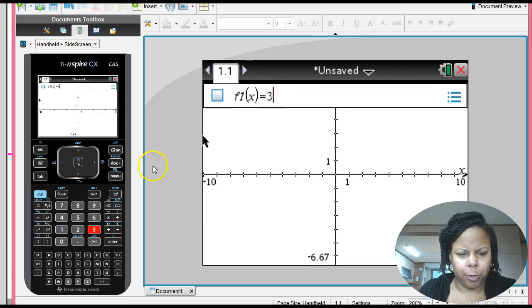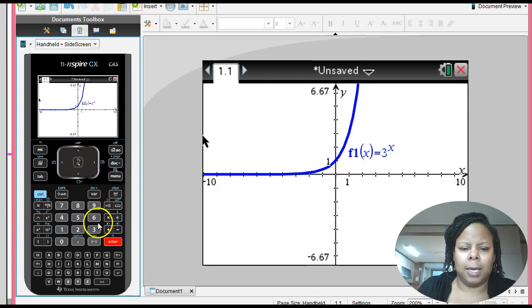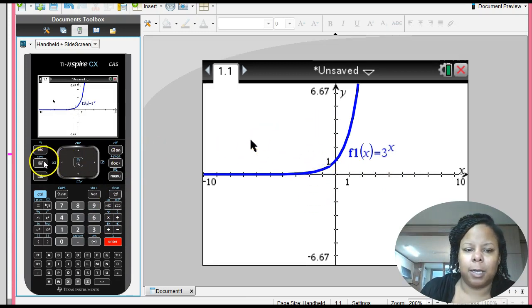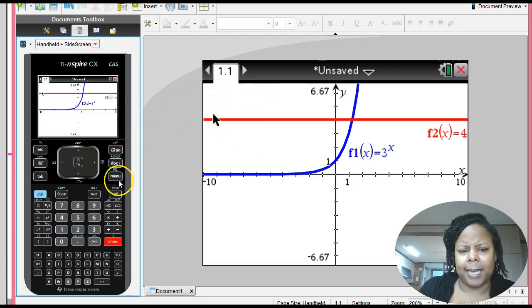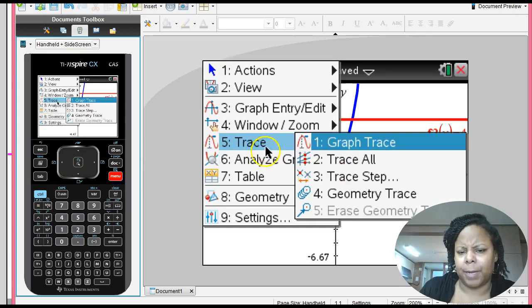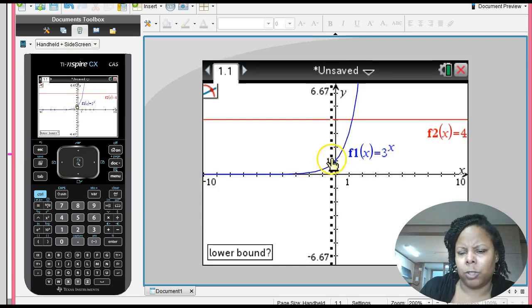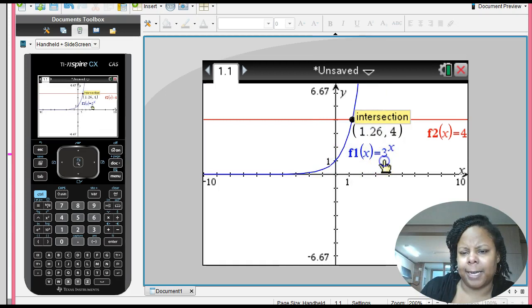So let's say I want to do 3 to the power of x. And then I'm saying, okay, I want to figure out what x value makes the y value 4. Now, of course, I could add a horizontal line, y equals 4, and then I can find the intersection by doing menu, analyze graph, intersection, and they'll want you to look for the area where the intersection is. They want you to define that area, and they'll tell you that.